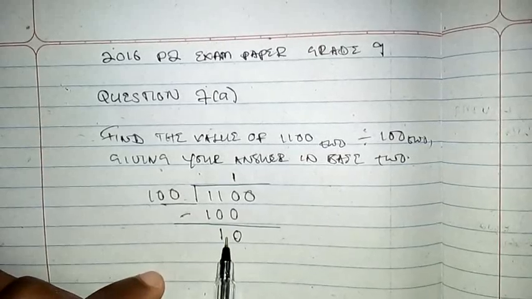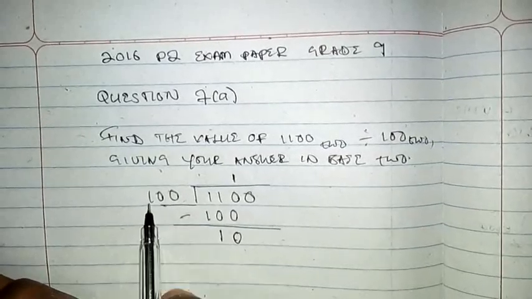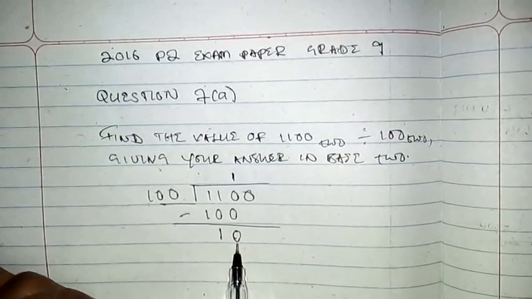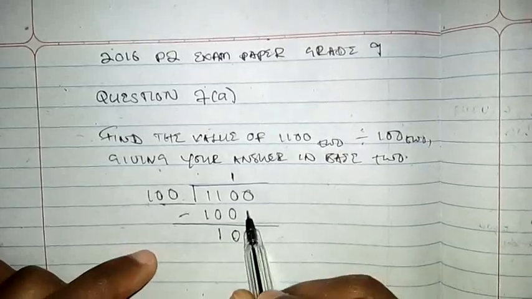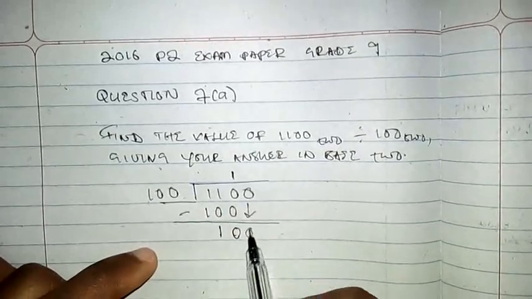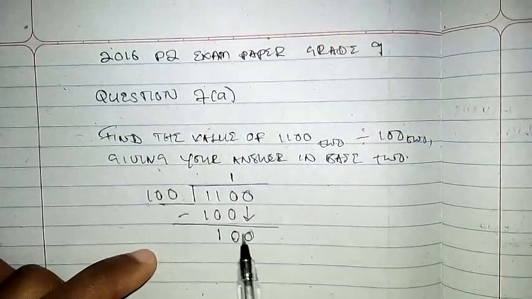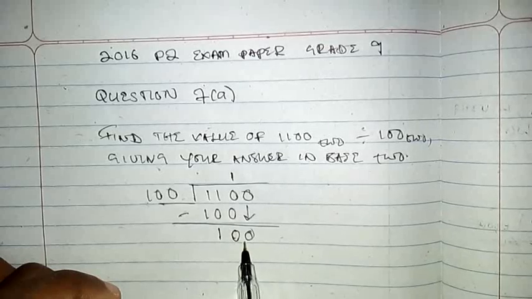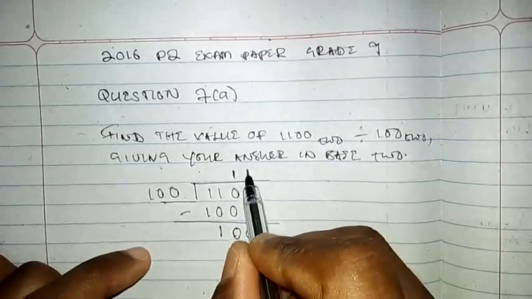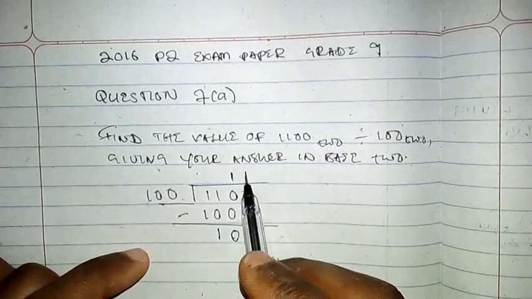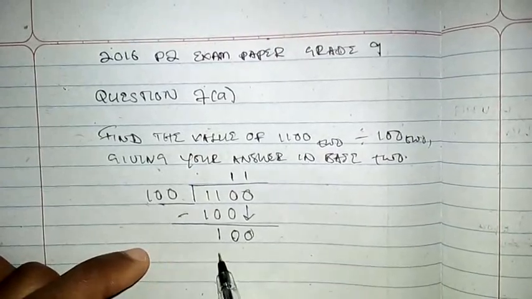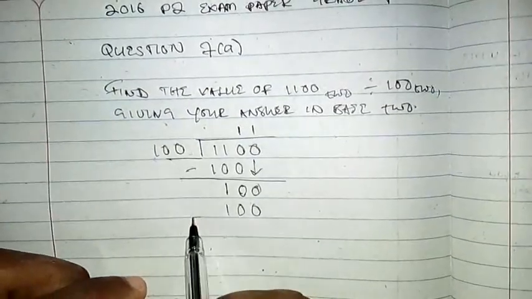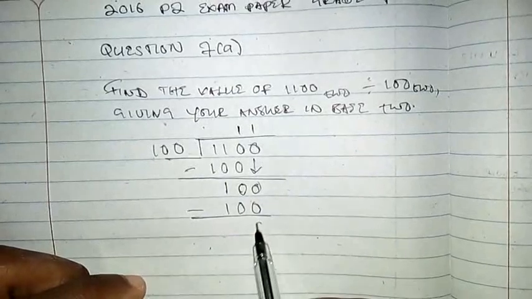Now what we need to do at this stage is divide 100 into 10. It cannot. When you discover that the number cannot go into this number, we drop a 0 from there. We drop it down like so. Then we try again. 100 into 100. Clearly it's 1, so we indicate a 1. Then we multiply. 1 multiplied by 100, it's going to be 100. At this point we should subtract, and it's going to be 0.